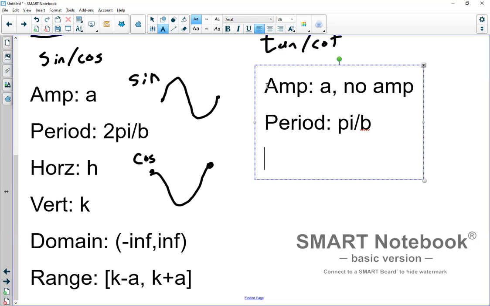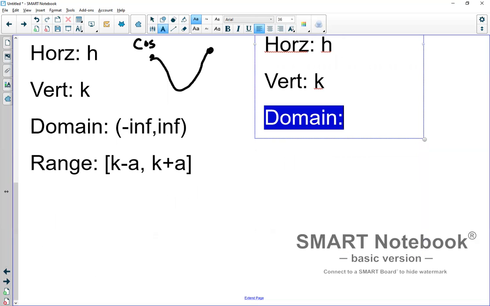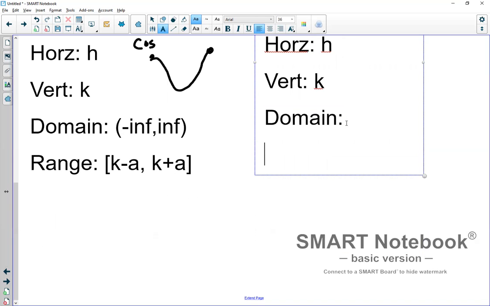The horizontal shift is again the h value. The vertical shift is again the k value. The domain, well, first let's just talk about the range will be all reals. So from negative infinity to infinity.